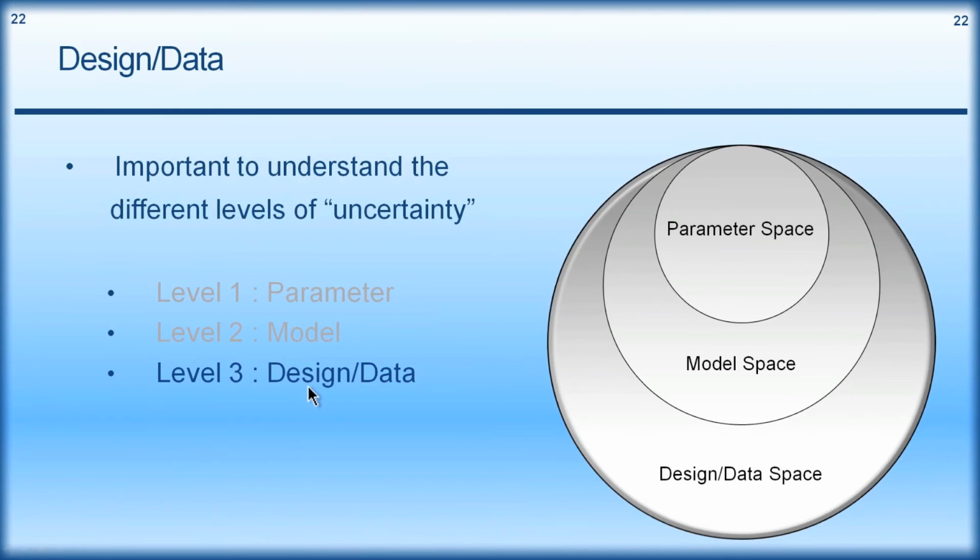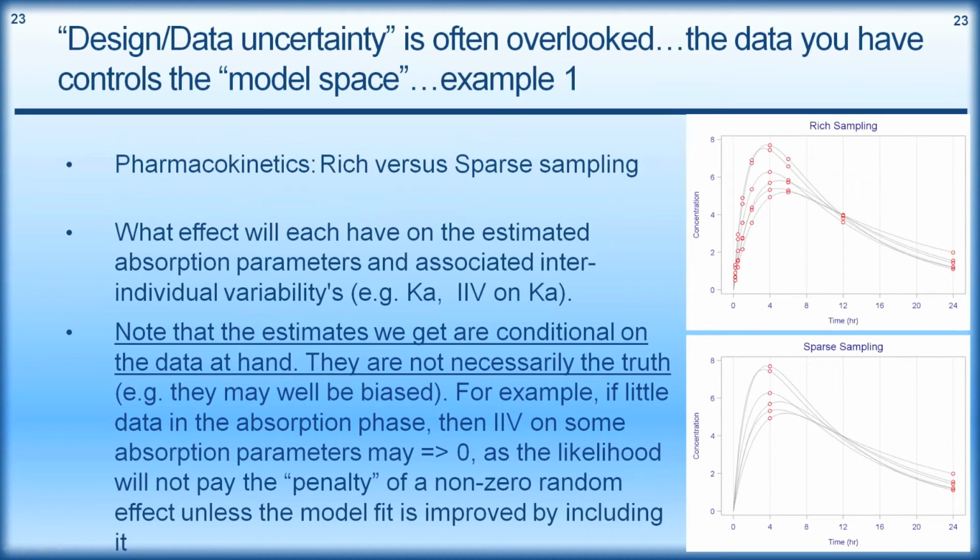At the highest level, we have the design and the data. The reason this is important is this controls the model space, which in turn controls the parameter space. I'm using the term uncertainty here, but you can be flexible with that wording. But I think it's often overlooked. The importance is that the data that you have controls the model space. So the types of models that you can look at is controlled by your data set.